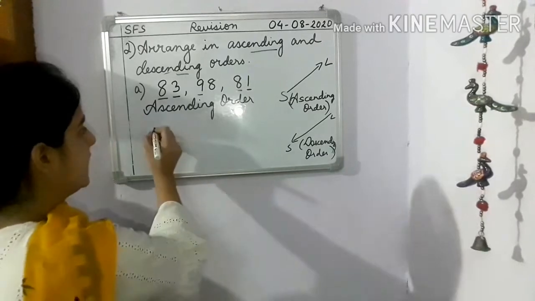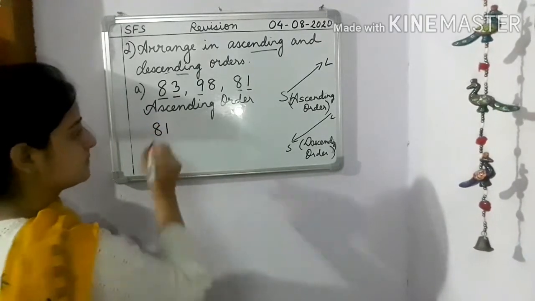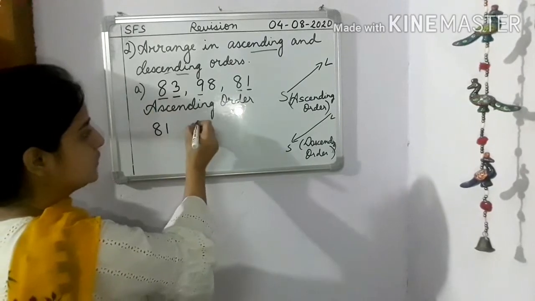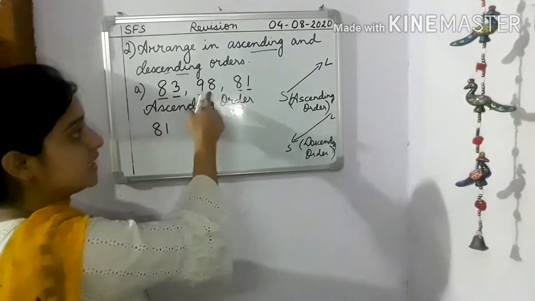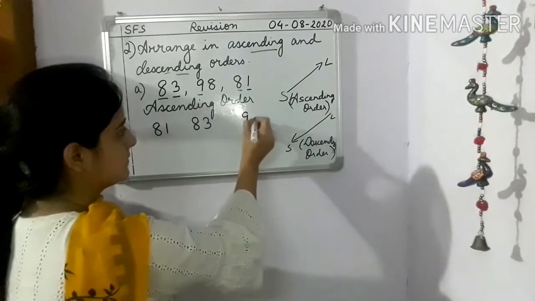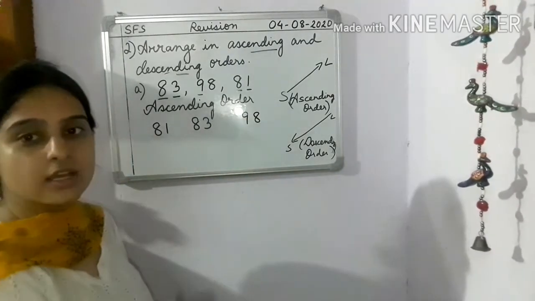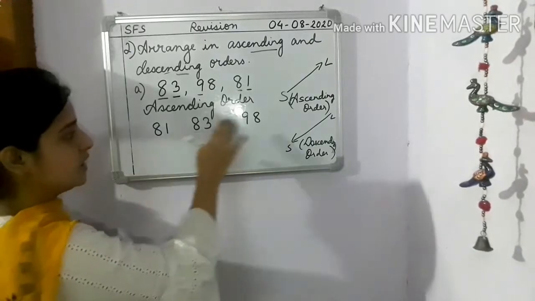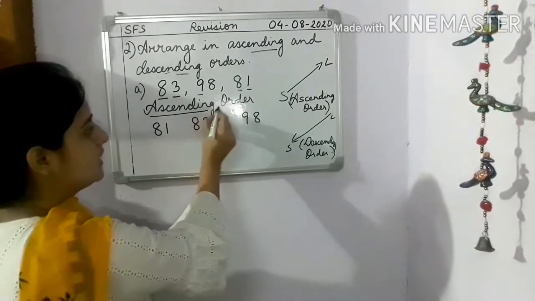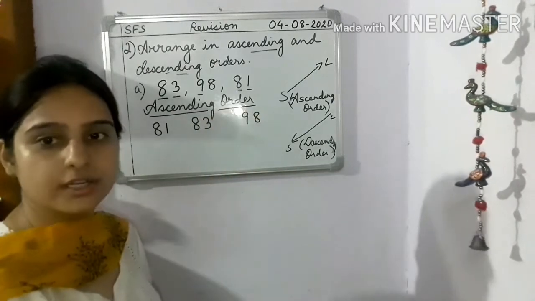So we will write 81 first. Next comes 83. Then last what remains, children? 98. Okay. So we have arranged the numbers from smallest to largest. And this is what, children? This is your ascending order.